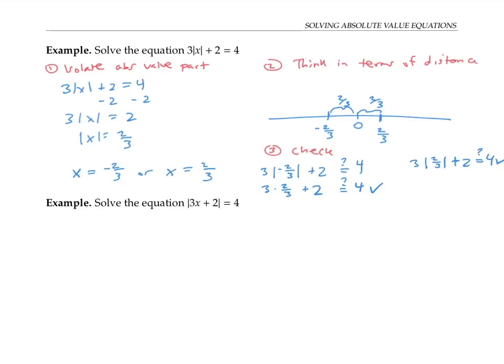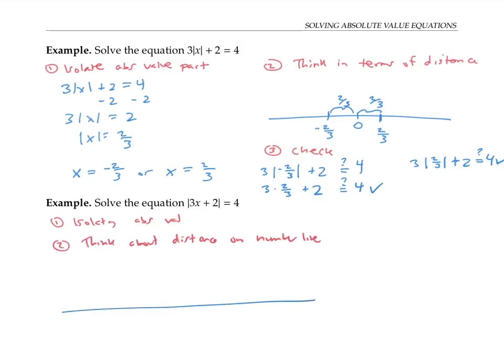This second example is a little different because the absolute value sign is around a more complicated expression, not just around the x. I would start by isolating the absolute value part, but it's already isolated. So I'll just go ahead and jump to thinking about distance on the number line.